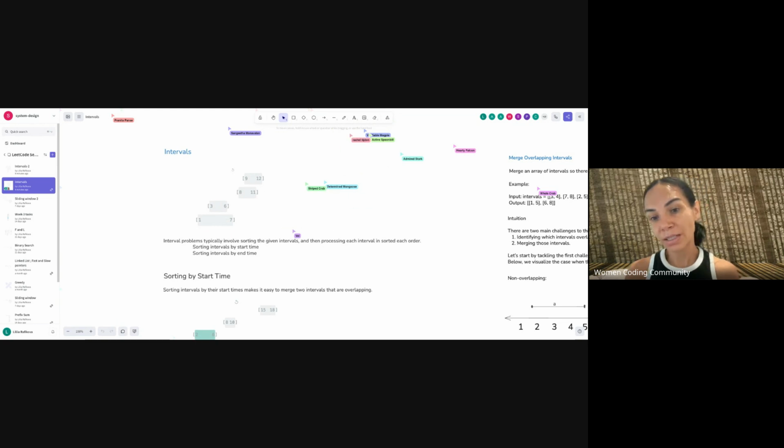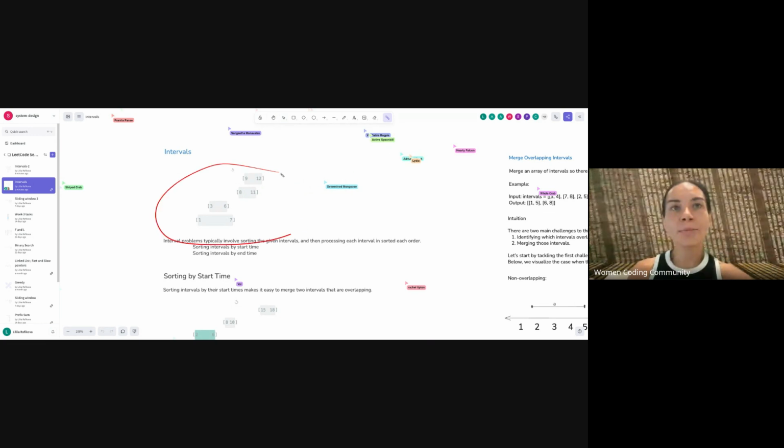When we are sorting by start, when we're sorting by end. Also, we'll cover what it means to merge intervals and what overlapping intervals are. So here is an example of what intervals are. For example, it could be a given time frame, like meetings from 9 to 12, and these are intervals which are given to you as input data.